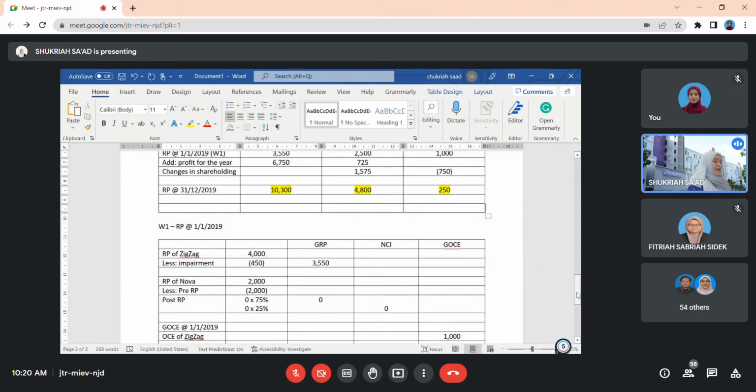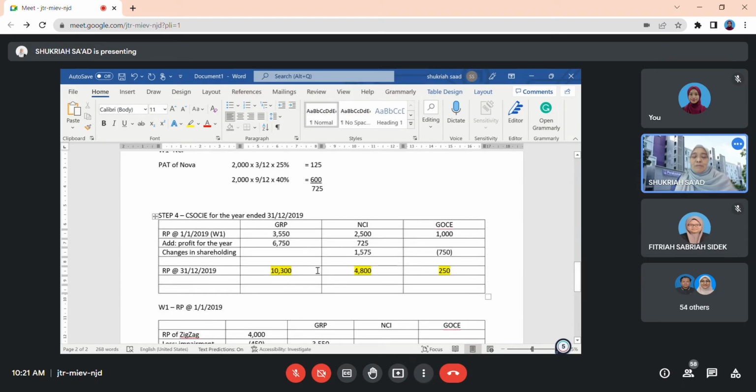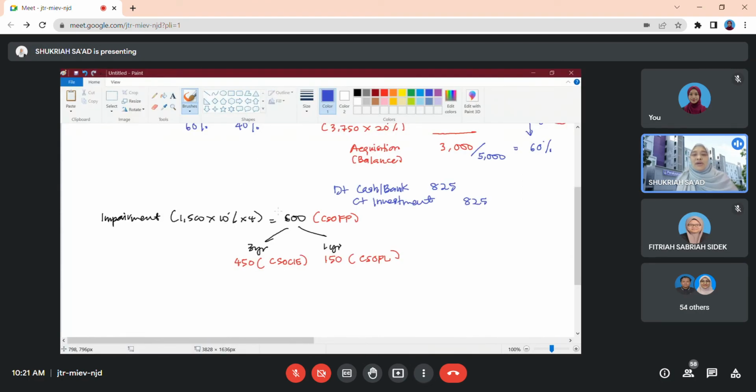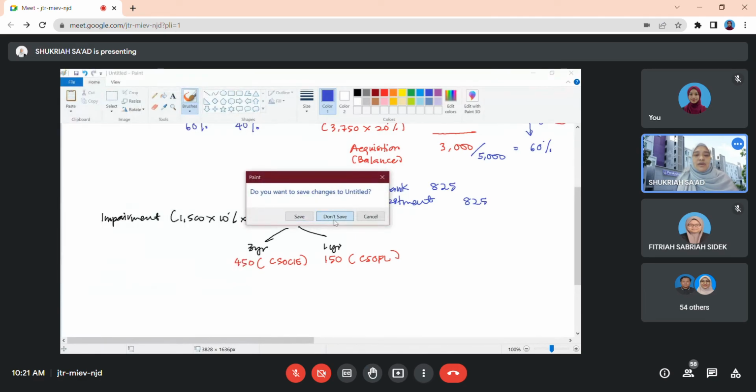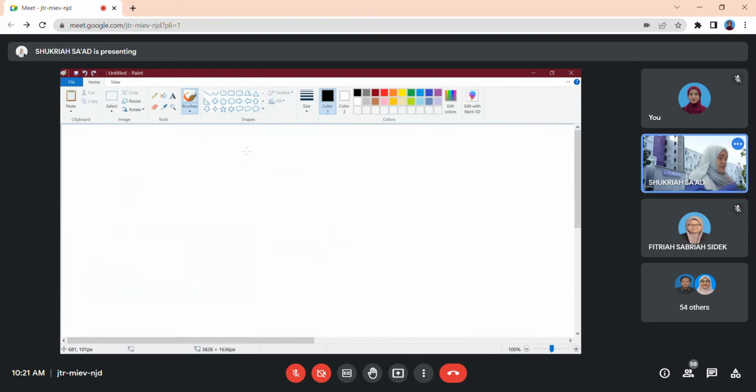Boleh. Ada soalan? Berapa sekarang? Tak, kita nak pergi 10. Okay, sempat. Okay. Sekarang nak kira. Kita nak teruskan ni. Betul tak? Kita punya group retain profit at the end mesti 10,300, NCI 4,800, OCE will be 2,050. Okay, betul tak? Okay. So yang ni saya tak nak buat dekat sini. Saya nak buat dekat sini. Okay. Alright. Schedule. Kita nak prepare schedule.